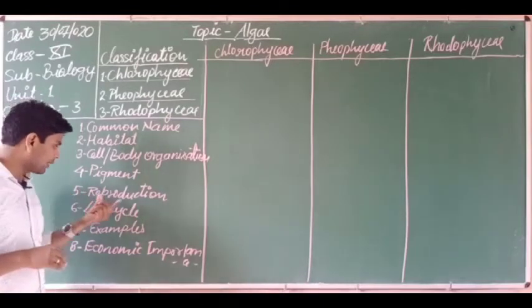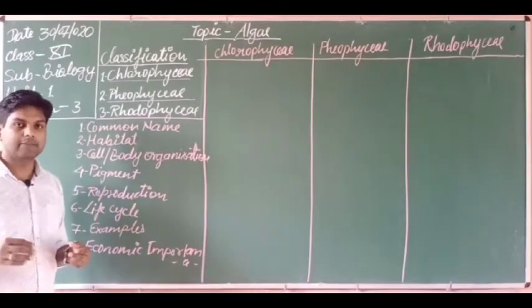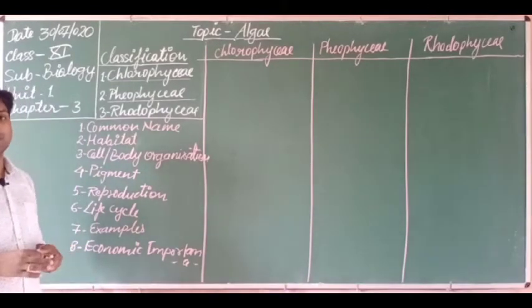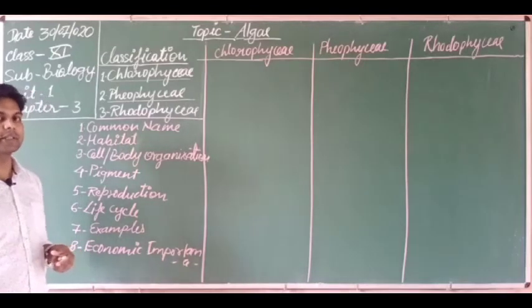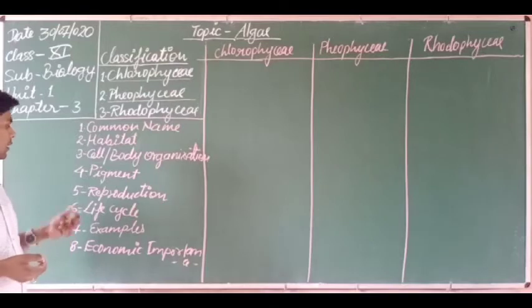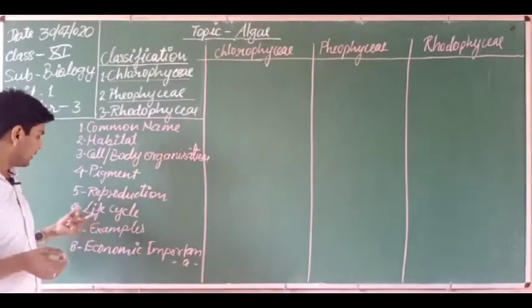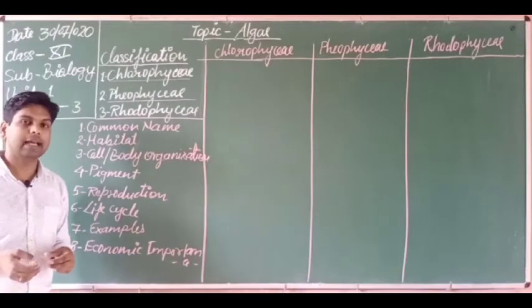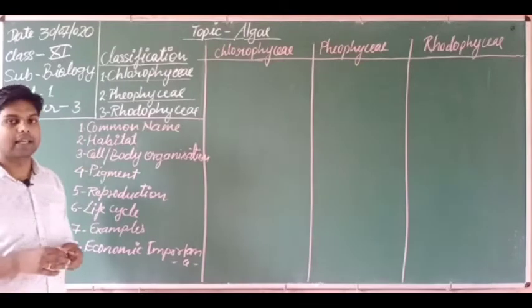Next, reproduction. Which type of reproduction is found in each category? As we discussed in an earlier video, there are 3 types of reproduction found in algae: vegetative reproduction, asexual reproduction and sexual reproduction. We will discuss which type is found in each category. Next one is life cycle. What is the life cycle and how is it completed in each category of algae?